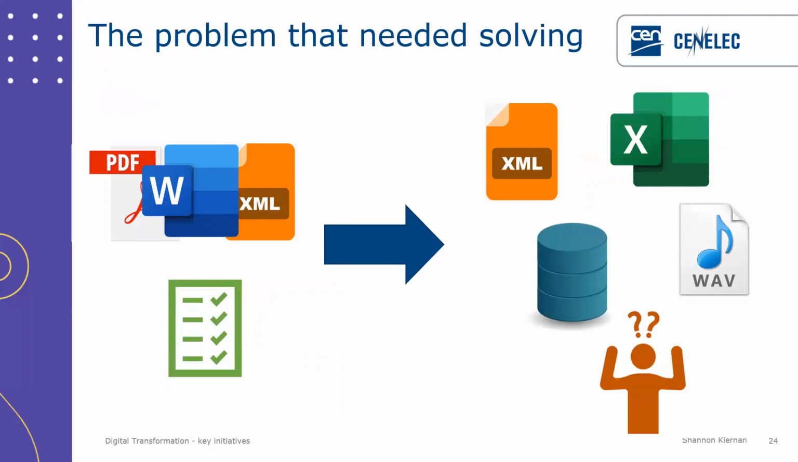The problem that needs solving is that today we operate in a nice little checklist where we have a Word document, which we convert to PDF and XML, and we spread these out to the members, and the members make them available on their websites, and everybody's happy.